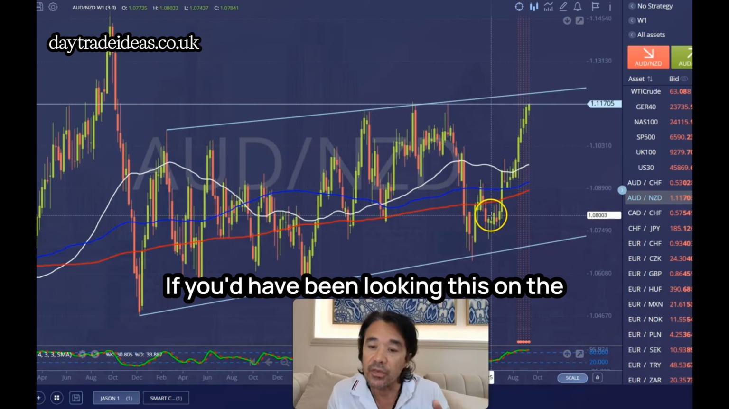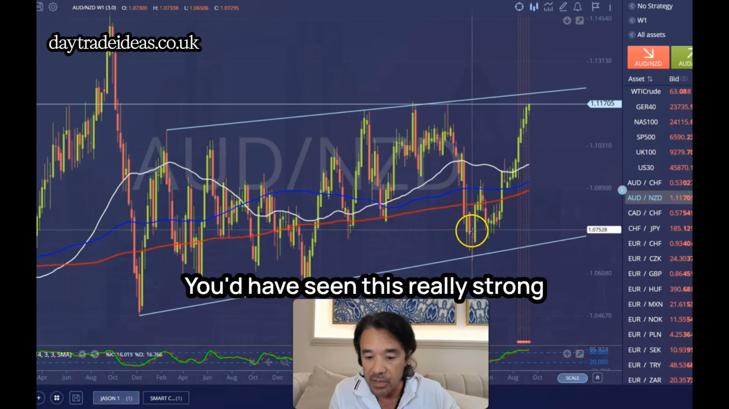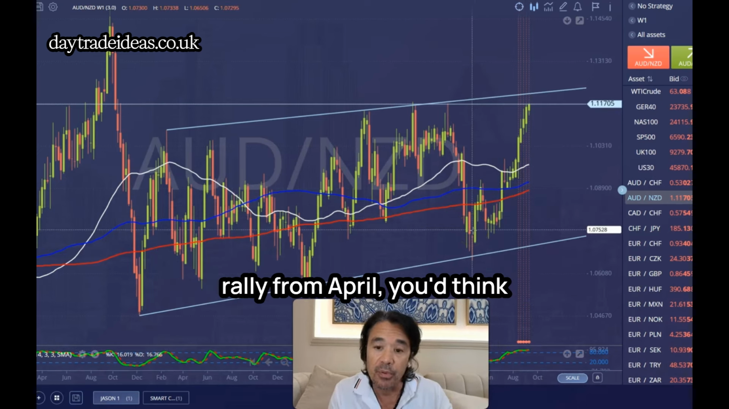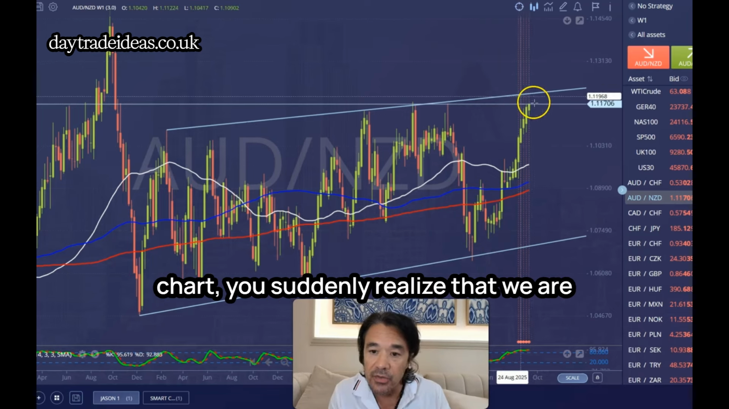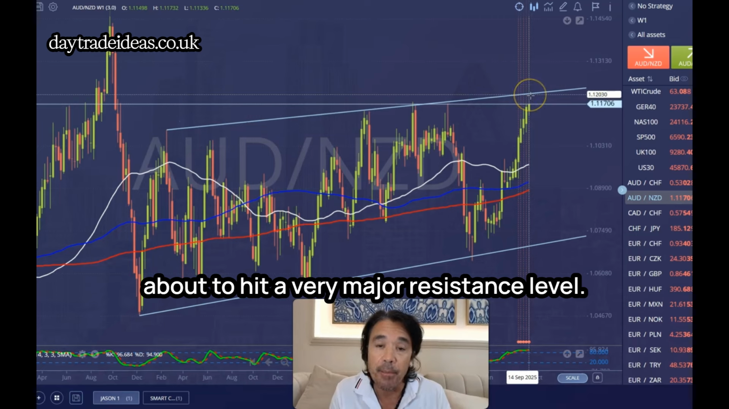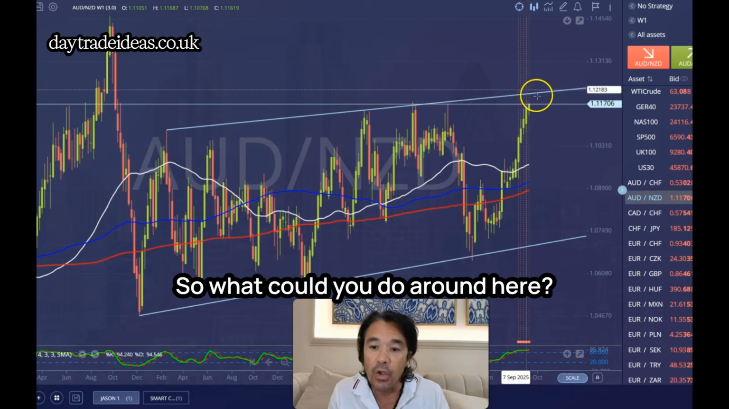If you'd been looking at this on the daily chart or the 4-hour chart, you'd have seen this really strong rally from April. You'd think we're in a very strong bull trend. But when you look at it on the weekly chart, you suddenly realize that we're about to hit a very major resistance level. So what could you do around here?